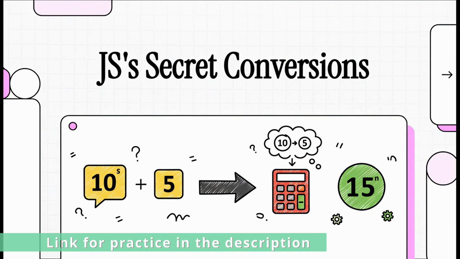Hey everyone. Today, we're going to pull back the curtain on one of JavaScript's most, let's say, interesting features. Its secret ability to change the identity of your data on the fly. It's this hidden set of rules that can feel like magic one minute and a massive bug the next. Okay, you ready? Let's dive in.